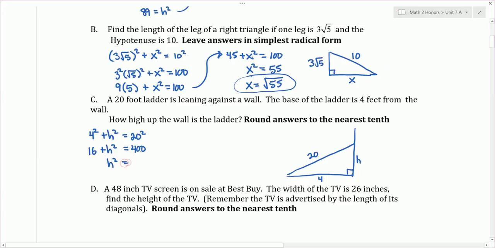h squared is going to equal 400 minus 16, which is 384. Take the square root, we get h is the square root of 384. Here it asks us to round our answers to the nearest tenth. So use a calculator and type in the square root of 384. Get 19.5959, and so on. But we're rounding to the nearest tenth. So 19.6. And we're talking feet.